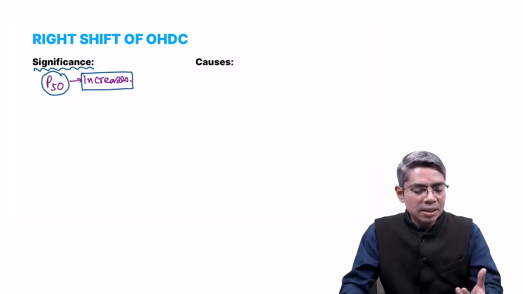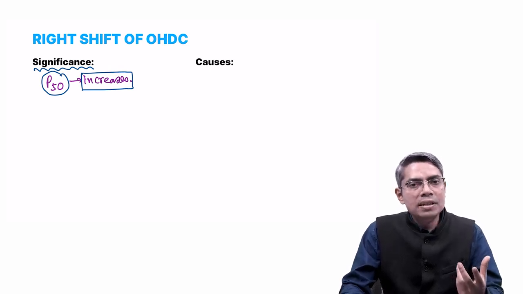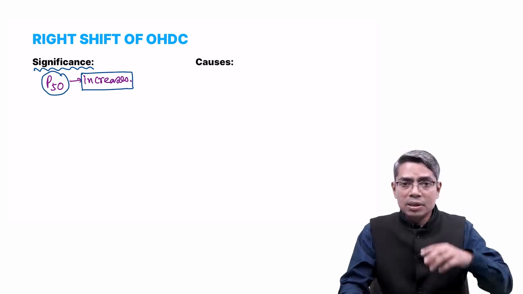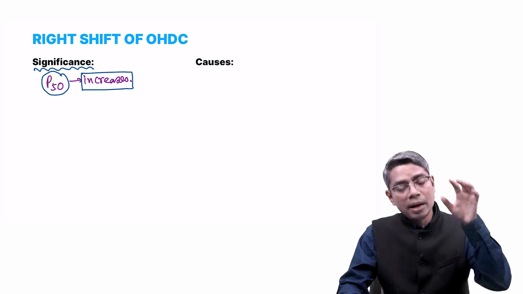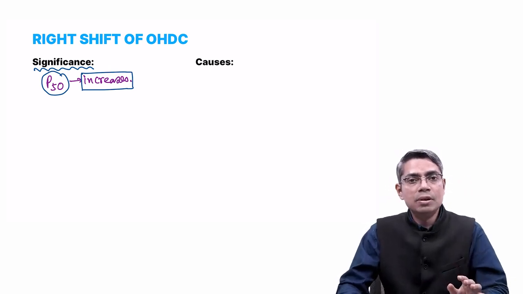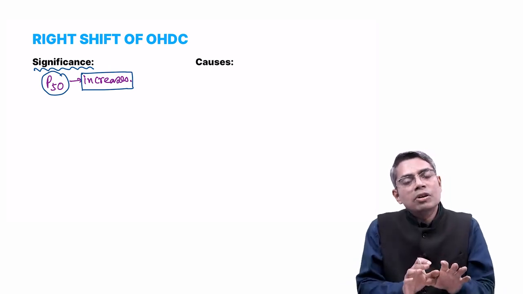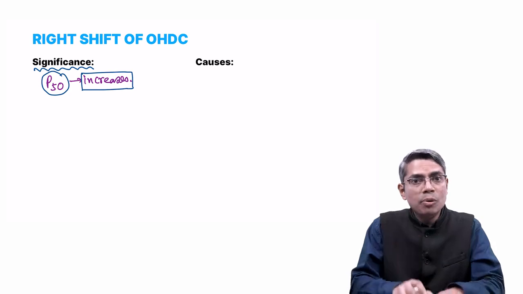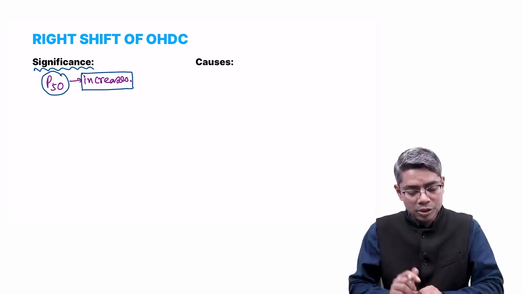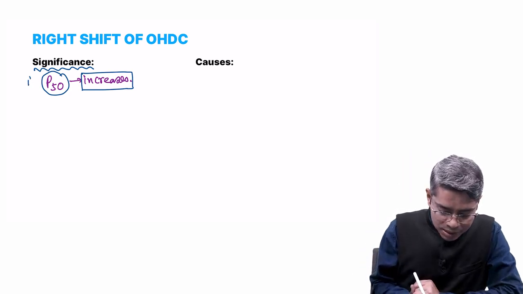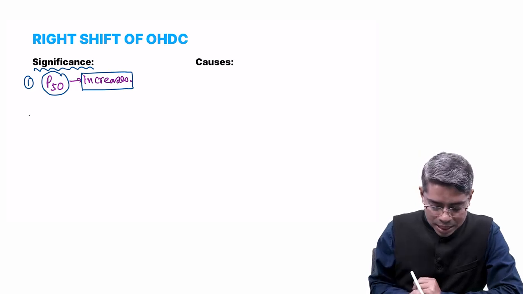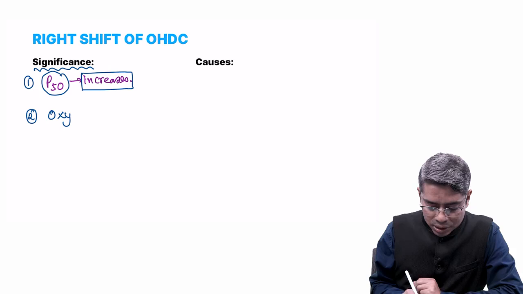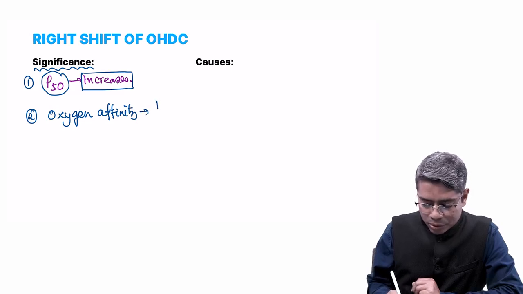Getting my point? Initially, 50% saturation required 26 millimeter of partial pressure of oxygen, but now for the same 50% saturation, you require a higher pressure to be given. That means hemoglobin is taking oxygen easily, or not taking oxygen easily? Hemoglobin is not taking oxygen easily. It is difficult to saturate. That's why you have to give more pressure, and only then will you get the equal amount of saturation. So with right hand shifting, the first significance is that the P50 value will increase. Increased P50 value means what happens to the oxygen affinity of hemoglobin? The oxygen affinity of the hemoglobin has been reduced, decreased. Getting my point?